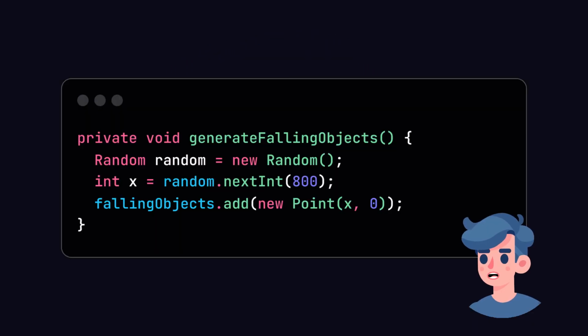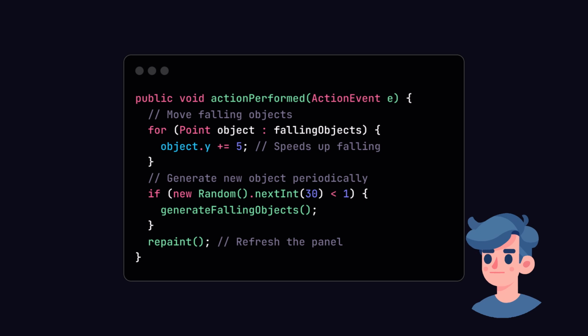Let's now implement the GenerateFallingObjects method to create new falling objects at random positions. Add this method inside the class. In this method, we create a random number generator to set the x-coordinate of our falling object, and we set its y-coordinate to 0 since it starts from the top.